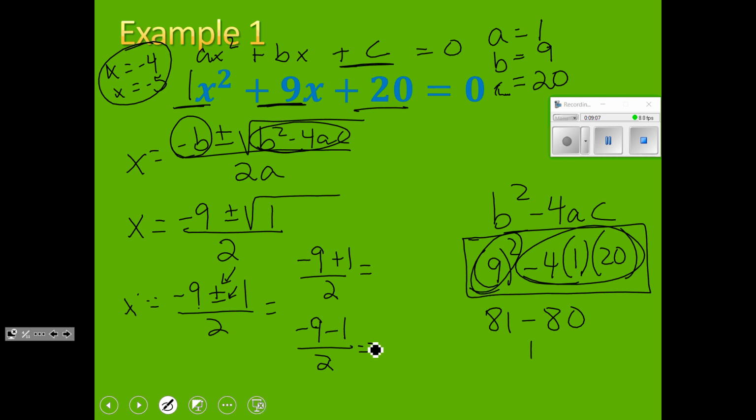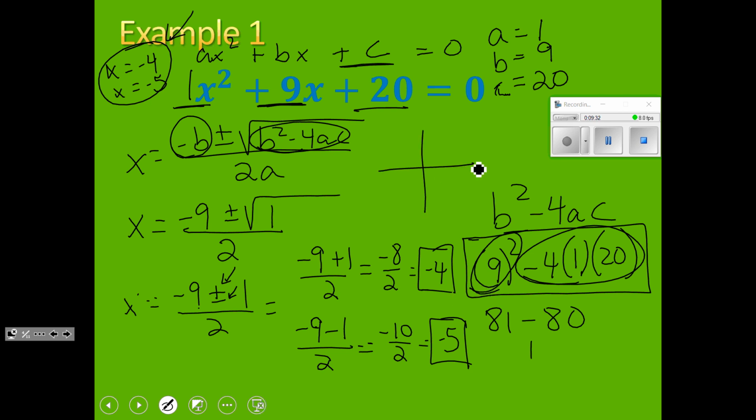So negative 9 plus 1 is negative 8 divided by 2, which is equal to negative 4. And negative 9 minus 1 is negative 10 divided by 2, which is equal to negative 5, which I told you from the get-go would be your answer, because in my head, I just factored it. I know some of you who are good at factoring can do it, but that's how you work it to get the same answer. And if I graphed it, it would work too. 1, 2, 3, 4, 5. It would be crossing at negative 4 and negative 5, and it would look something like that. Okay?